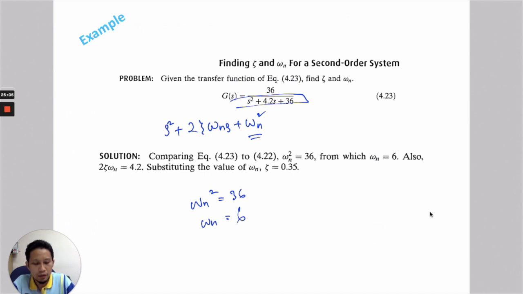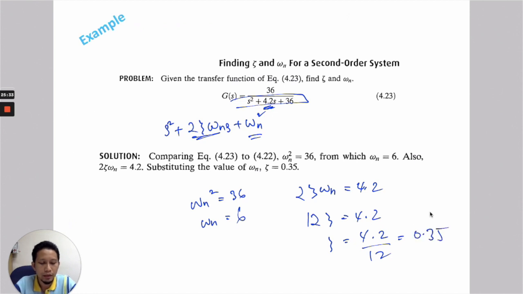And then we take the 4.2 and compare to this term. We have 2 zeta omega n equals 4.2. We know that our omega n is equal to 6, so we have 2 multiplied by 6, which is 12. Zeta equals 4.2 over 12, which we can find as 0.35.